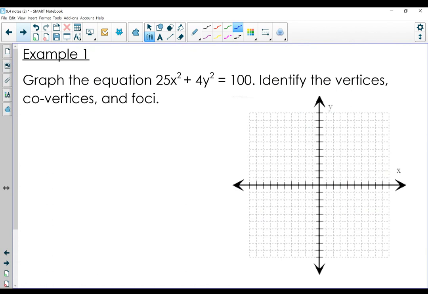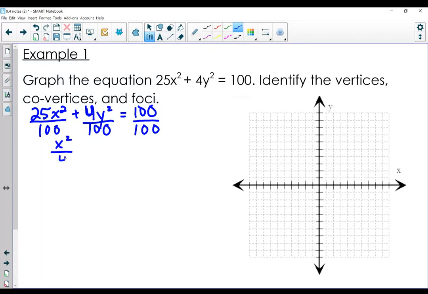For my first example, I'm going to take this equation, I'm going to write it in standard form, and then I'm going to go through and identify a bunch of information. So first I'm just going to write it out. 4y squared equals 100. If I need it to be equal to 1 instead, then I'm going to have to divide everything by 100. That means I'll have x squared over 4 plus y squared over 25 equals 1.